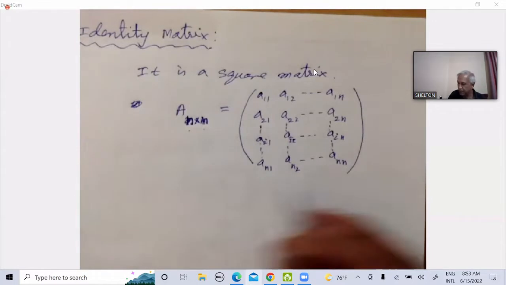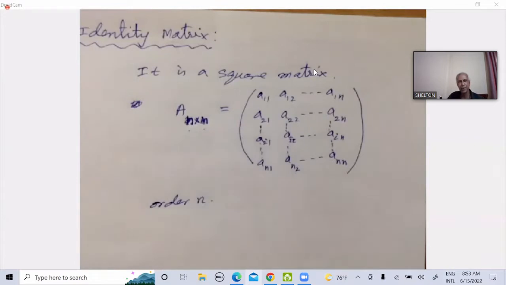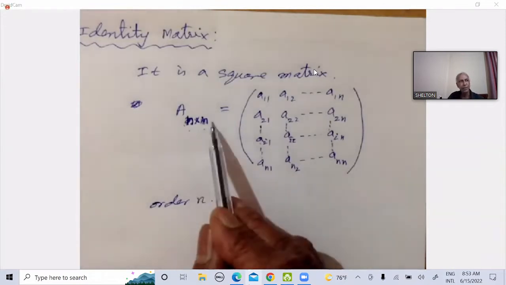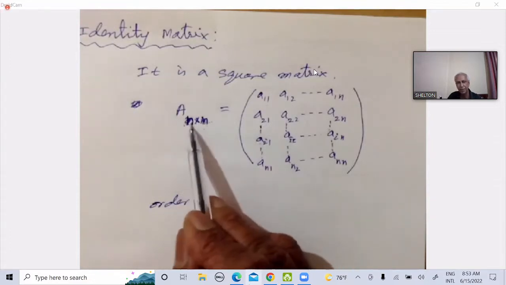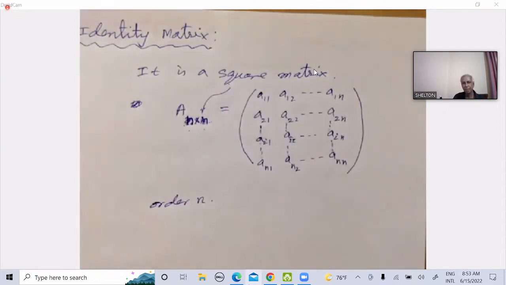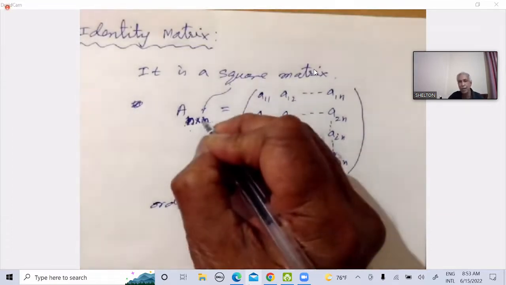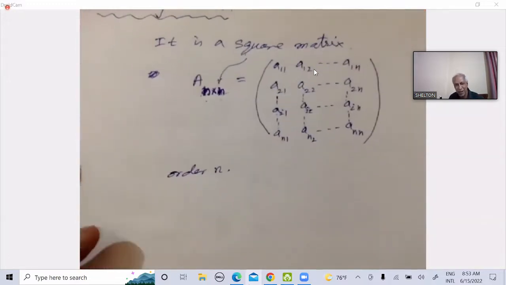What is order n? It's n by n. So we don't need two numbers to mention its size; one number is enough. So n is called the order of a square matrix. If you say an order 5 square matrix, then it is 5 by 5. That is needed mostly when we talk about the identity matrix, though you can use that language for any square matrix.